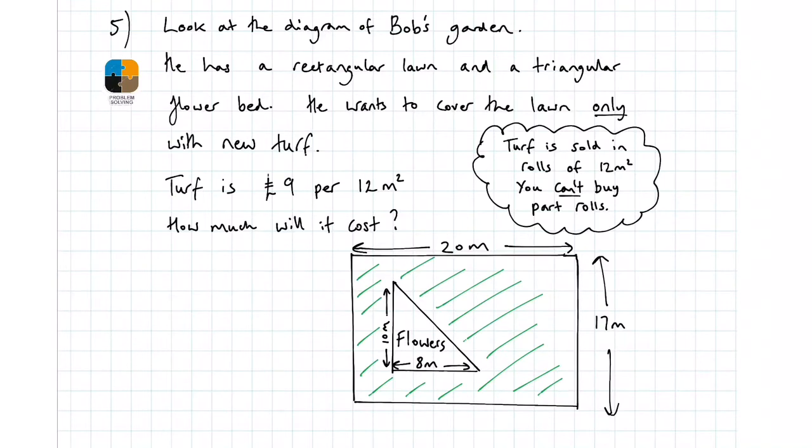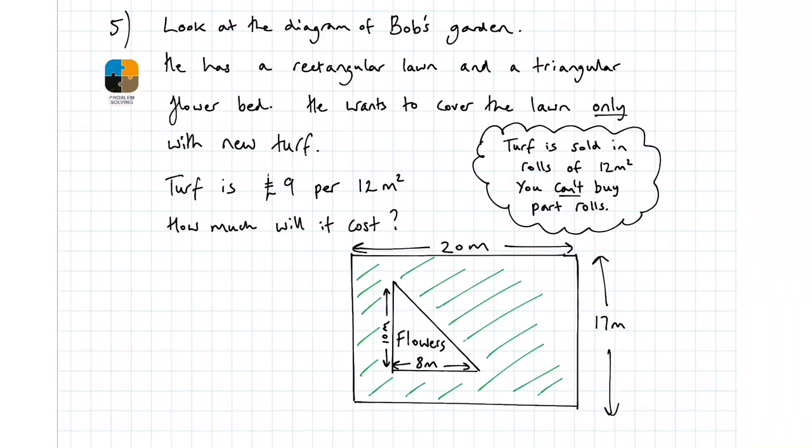And you'll notice the green area here. This is a lawn section of a rectangular garden. You would not put lawn on the flower bed. And you've got to work out how much money you would spend on turf. There's a bit of information given. Of course you can work out the area of the garden, etc. But turf is £9 for a 12-metre roll.